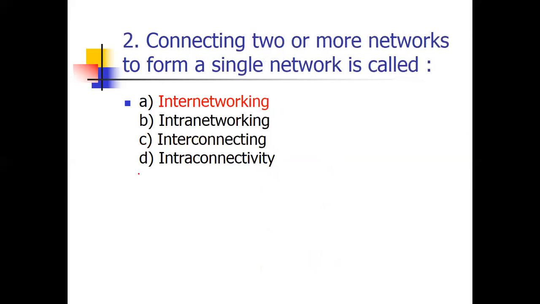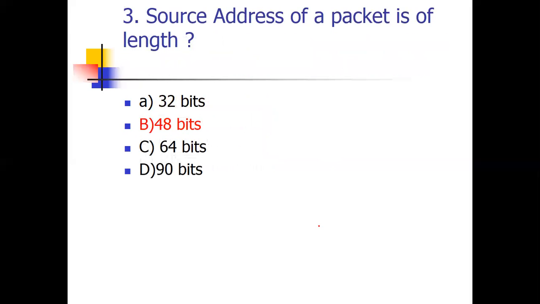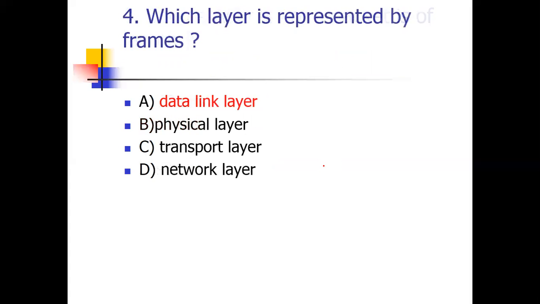Connecting two or more networks to form a single network. So you are connecting different networks. It's called simply inter-networking, okay, not intra. Next: the source address of any packet is of length 48 bits. Which layer is represented by frames?